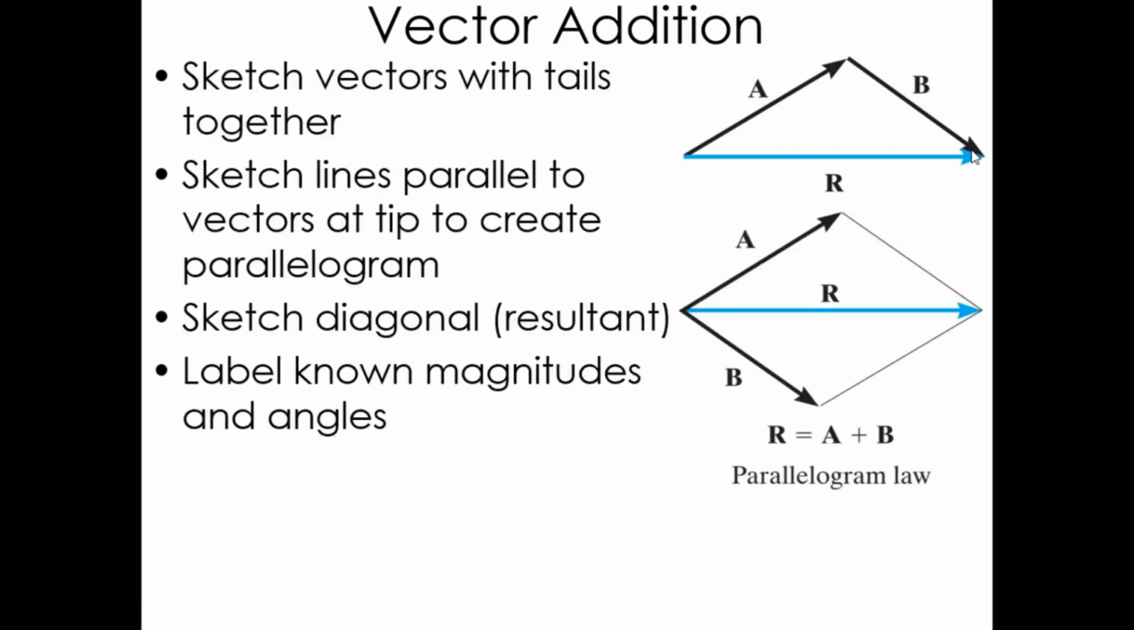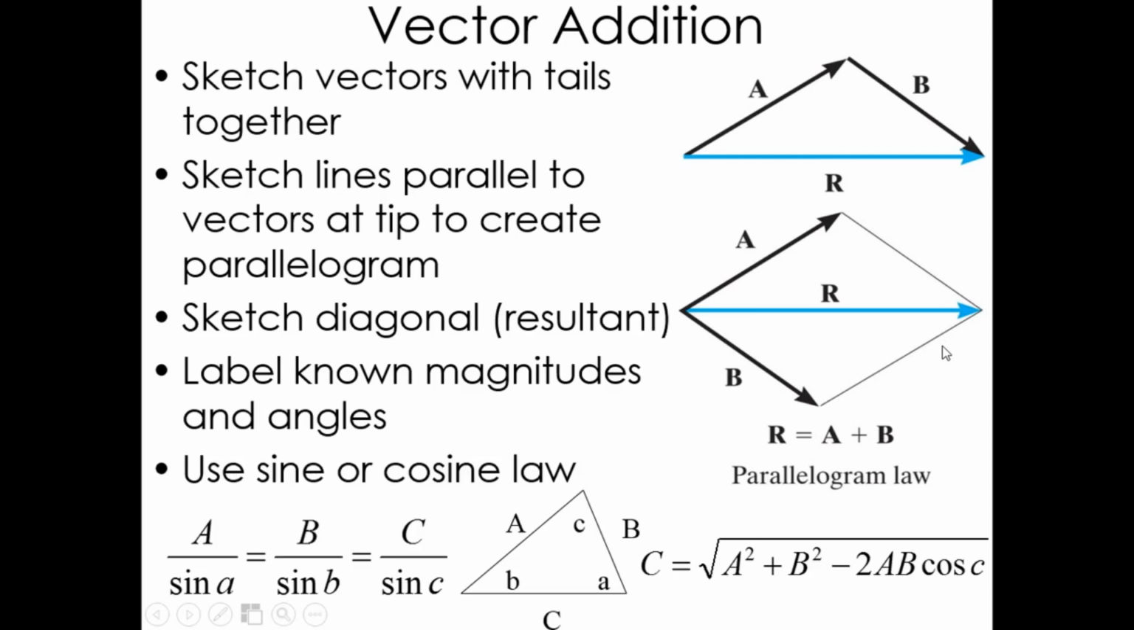Rather than using that triangle that I have there, we use a parallelogram, which is essentially the same idea. We start by putting the tails together. So I've got A going off in this direction, B going off in this direction. Everything's starting at the start point. Then I draw these parallel lines. This line right here is parallel to my B vector. This line right here is parallel to my A vector. Essentially this line is equivalent to my B vector, and this line is equivalent to my A vector.